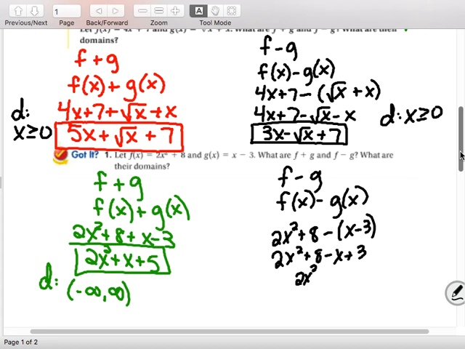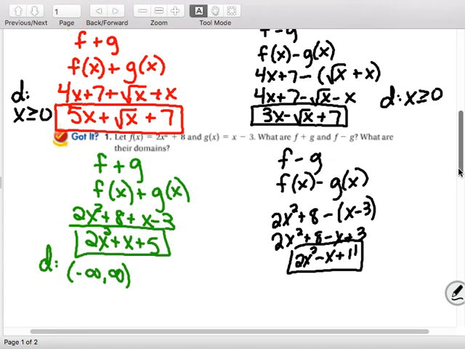I'm going to collect like terms. Be careful on the subtraction. You've got to subtract the entire second function. Sometimes, if it's more than one term, you'll have to distribute the subtraction sign. This is also a parabola. My answer is a parabola. So the domain is negative infinity to infinity.